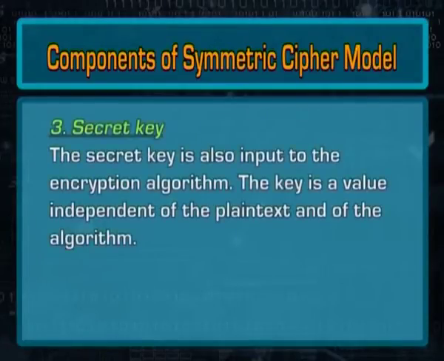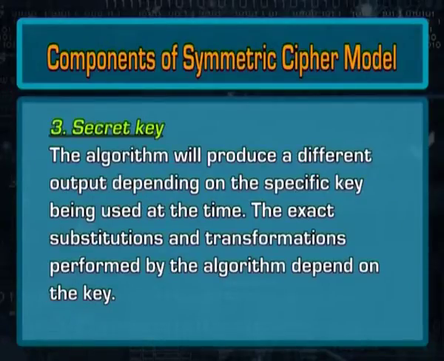The third one is the secret key. The secret key is also input to the encryption algorithm. The key is a value independent of the plain text and of the algorithm. The algorithm will produce a different output depending upon the specific key being used at the time. The exact substitutions and transformations performed by the algorithm depend on the key.